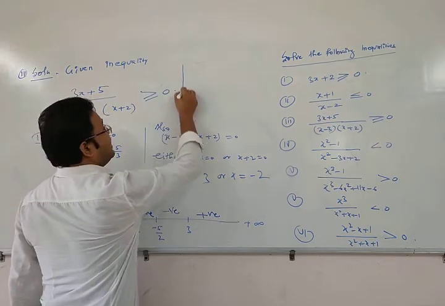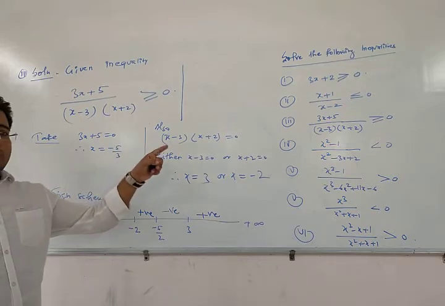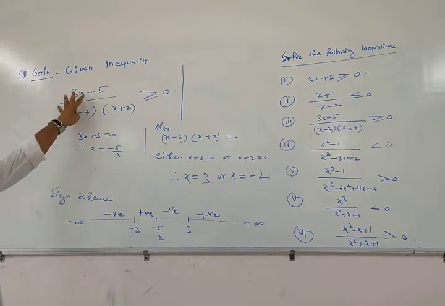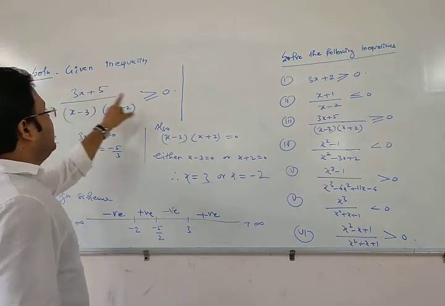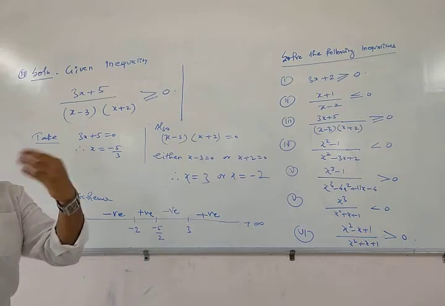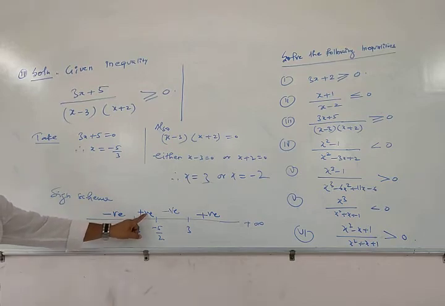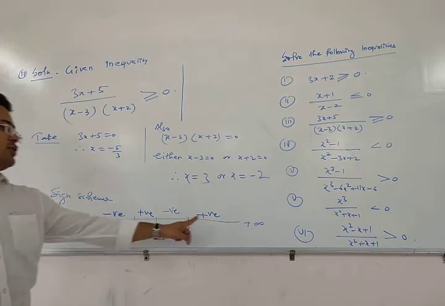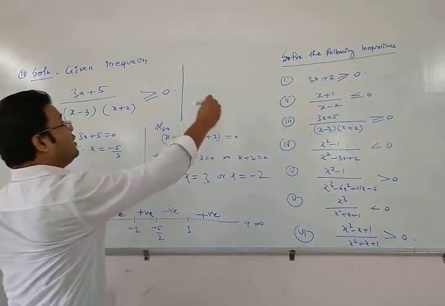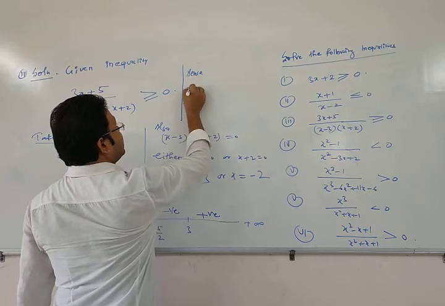Now we have to write the final answer. Before writing the answer, we have to see the inequality. The inequality says that this term is greater than or equal to 0, meaning positive, including 0. So where does the positive sign exist? The positive sign exists in this interval as well as in this interval. So hence you can write the solution.